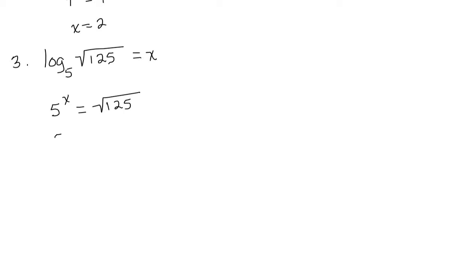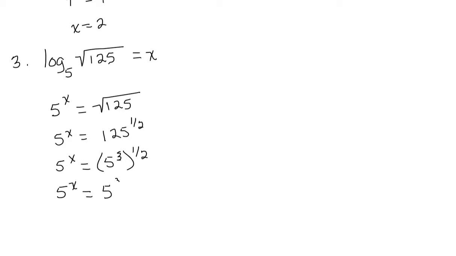Well, first thing I want to do is to take that square root and write it as a 1/2 power. Now I can take the 125 and write it as a base of 5: 5 cubed to the 1/2 power. Now my laws of exponents, my power rule, says a power raised to a power, I multiply those exponents. So 3 times 1/2 is 3/2. Now I can set the exponents equal to each other. So x is 3/2.